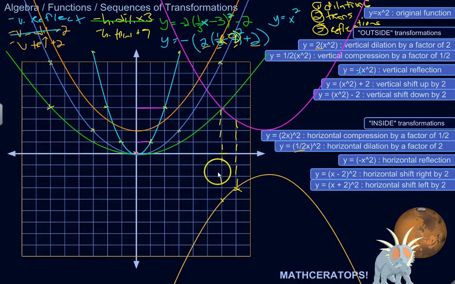So here's our final function down here somewhere. We got there by recognizing what transformations have taken place. What have we done to y equals x squared to make it into this mess? And then when we do each one of those things to y equals x squared, we end up with this graph down here.